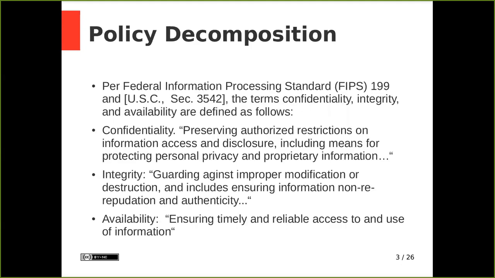Per Federal Information Processing Standard, or FIPS 199, and USC section 3542, the terms confidentiality, integrity, and availability are defined as follows. Confidentiality: preserving authorized restrictions on information access and disclosure, including means for protecting personal privacy and proprietary information. Integrity: guarding against improper modification or destruction, and includes ensuring information non-repudiation and authenticity. Availability: ensuring timely and reliable access to and use of information.